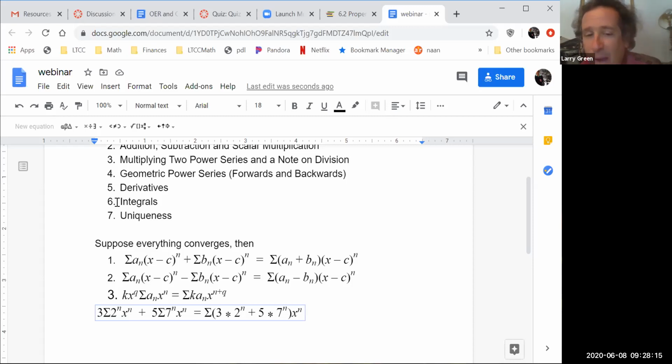And we now have a power series because we have some function of n, which is in here, times x to the n. And that's what a power series is. Any questions on that? Okay, so that was addition, subtraction, and what I'm calling scalar multiplication, because we're not multiplying two power series. On the other hand, what if we had to multiply two power series?